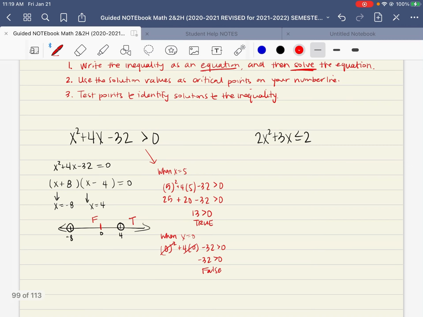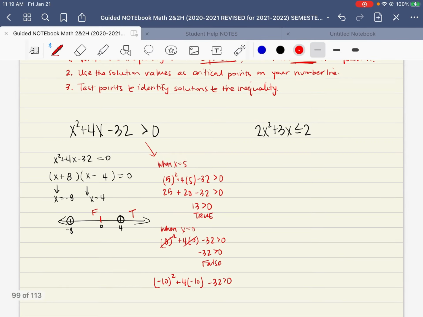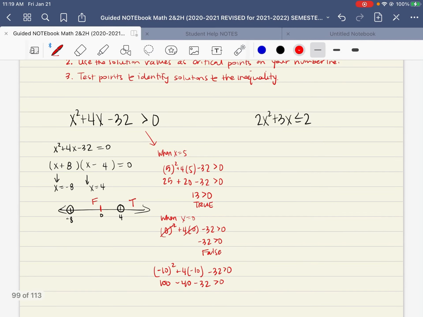And then we could do one more on the left side. So if I choose any value over here that's less than negative 8, so let's say I do negative 10, I would get negative 10 squared plus 4 times negative 10 minus 32 is greater than 0. And if I simplify this, negative 10 squared is 100. 4 times negative 10 is negative 40. Minus 32 is greater than 0. And if we're looking at that, that would be 100 minus 40 minus 32 would give me 28. And 28 is definitely greater than 0. So that is true. So you'll notice it's true on both ends.